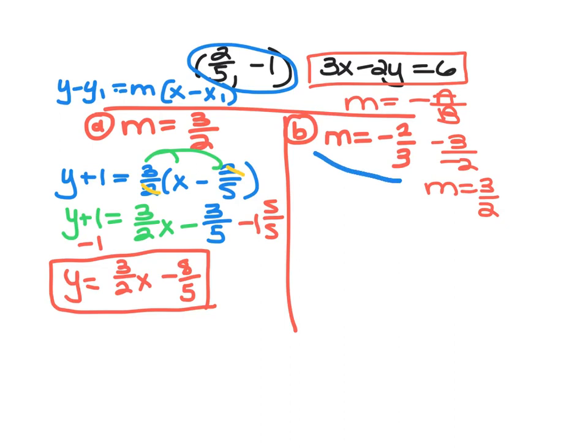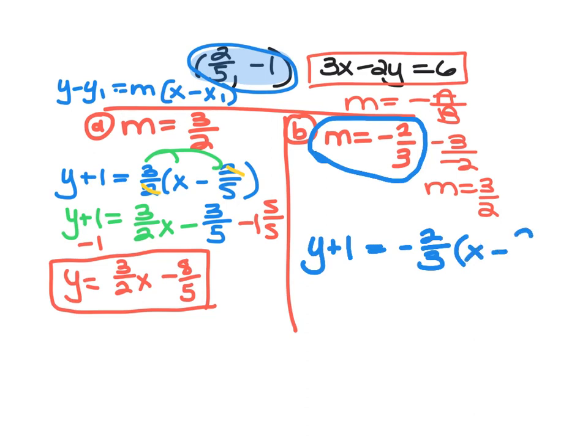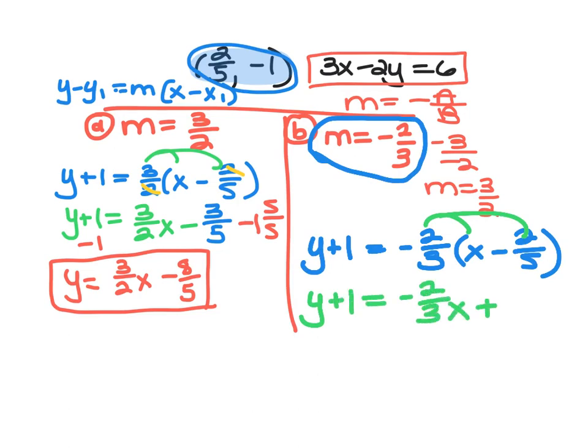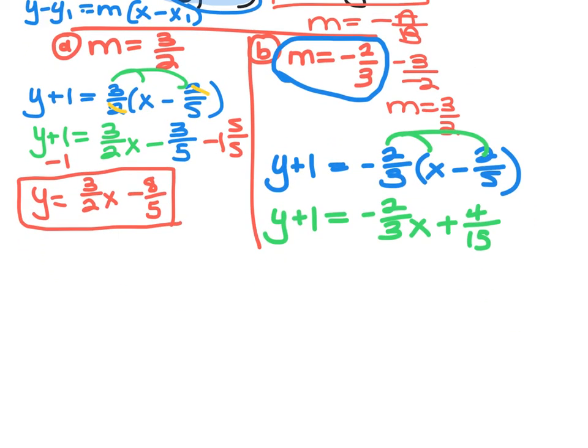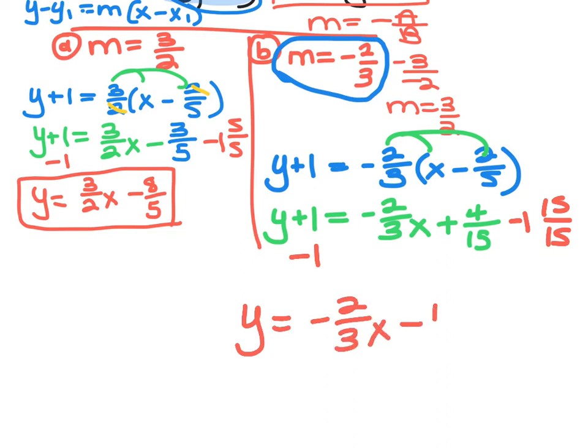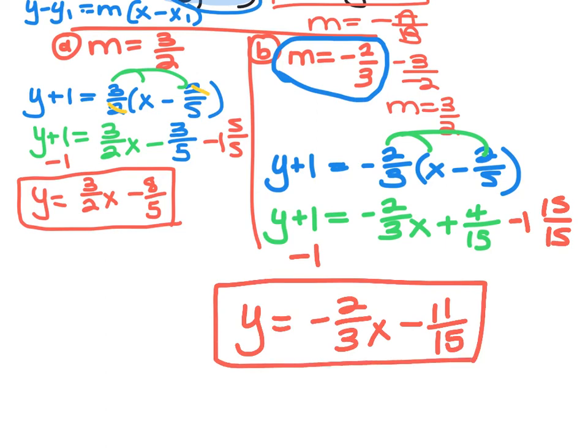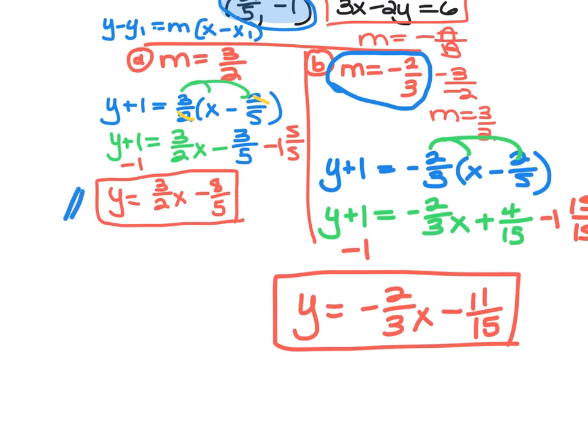And then perpendicular, now I'm using this slope and this point. So y minus a negative 1 becomes plus 1 equals negative 2/3 x minus 2/5. Take and distribute that in. So y plus 1 equals negative 2/3 x plus, because it's a negative times a negative, 4/15. And then subtract the 1, which turns into 15/15. And I get y equals negative 2/3 x minus 11/15. And that's the perpendicular. So this is parallel and this is perpendicular.